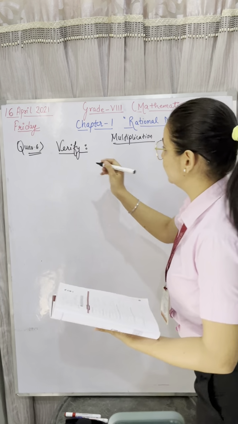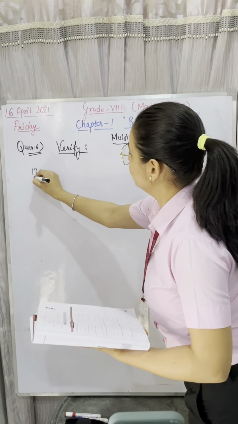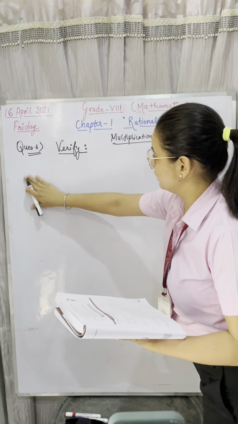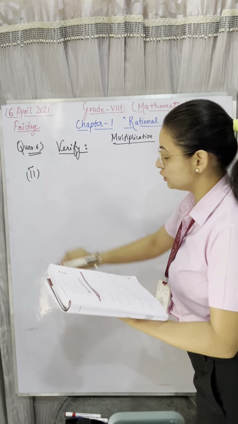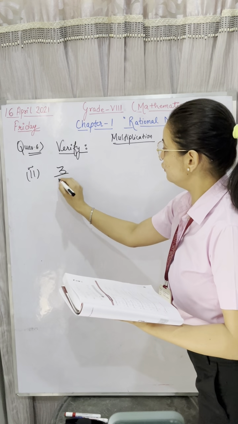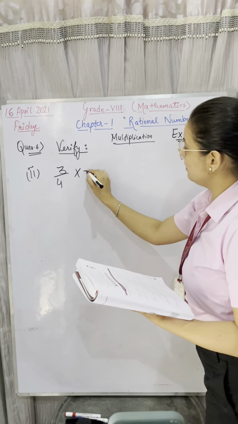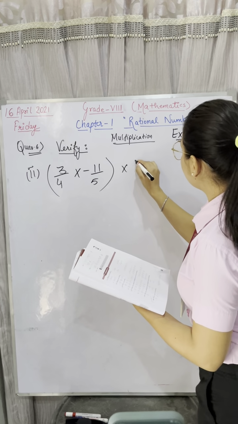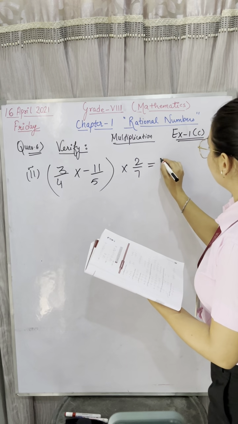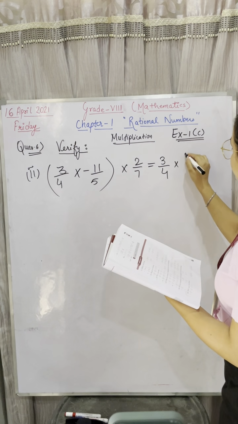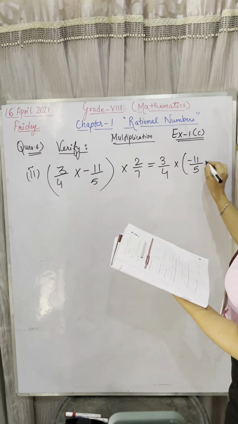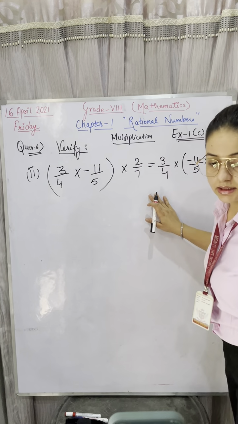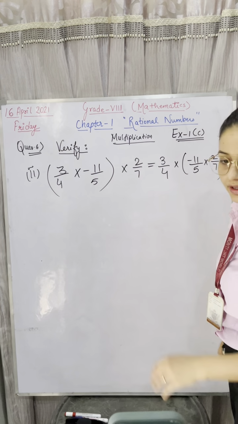Okay, so I'm going to start with the next question, verification. See here, the first part is easy, so I'm going to solve the second part. 3 upon 4 multiplied by (minus 11 upon 5 multiplied by 2 by 7) is equal to (3 by 4 multiplied by minus 11 upon 5) multiplied by 2 by 7. So this is the second part of the sixth question. You just have to verify.